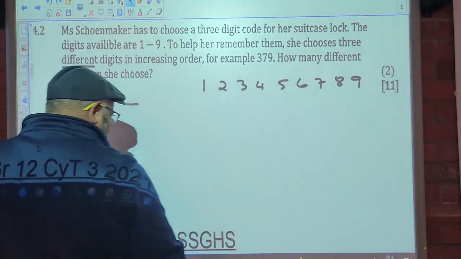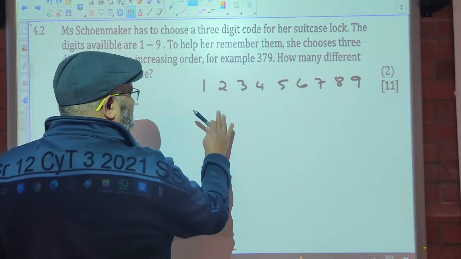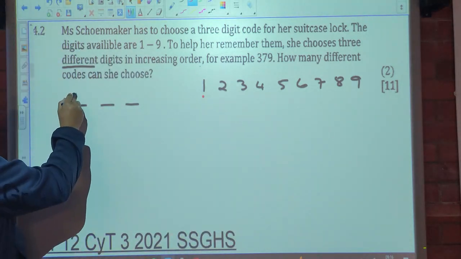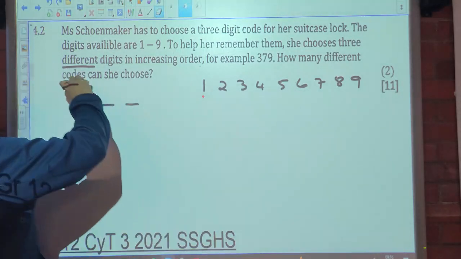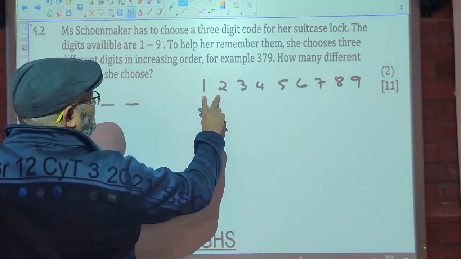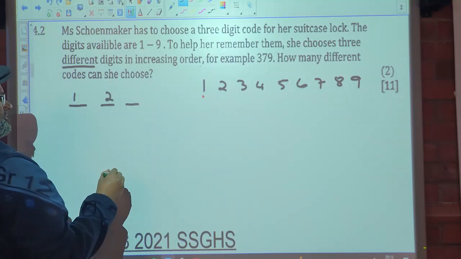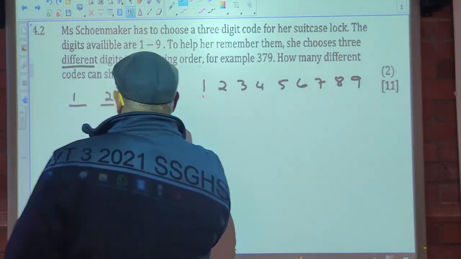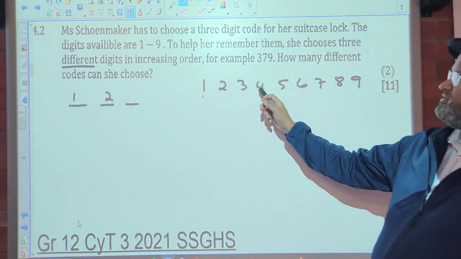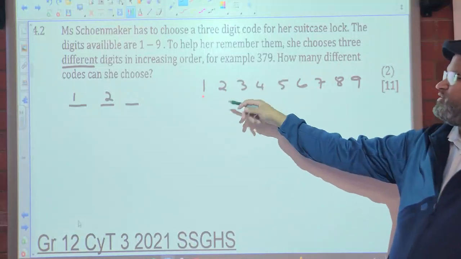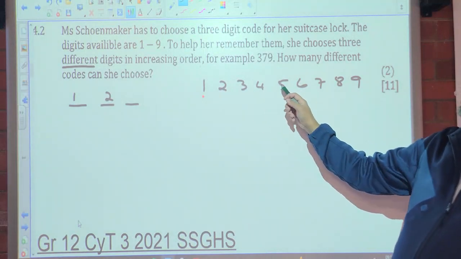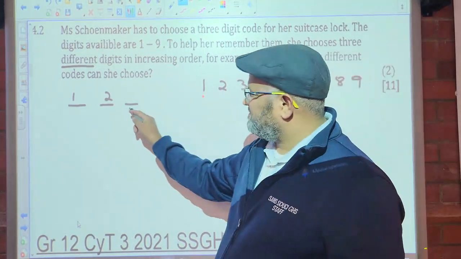Alright, so let's put it in practical form. Let's say the first number is 1. Let's go black for now, because I think I'm going to use a lot of colors here. So it's going to be 1, and the next number is 2. If she goes with the first 2 digits, 1 and 2, how many options does she have left? It can be 1, 2, 3; 1, 2, 4; 1, 2, 5; 1, 2, 6; 1, 2, 7; 1, 2, 8; 1, 2, 9. Which gives us 7 options here.